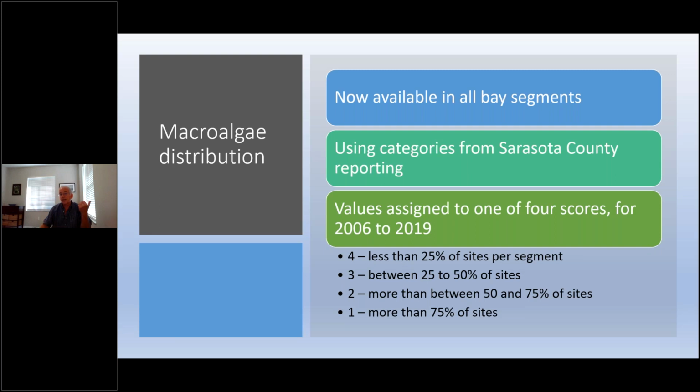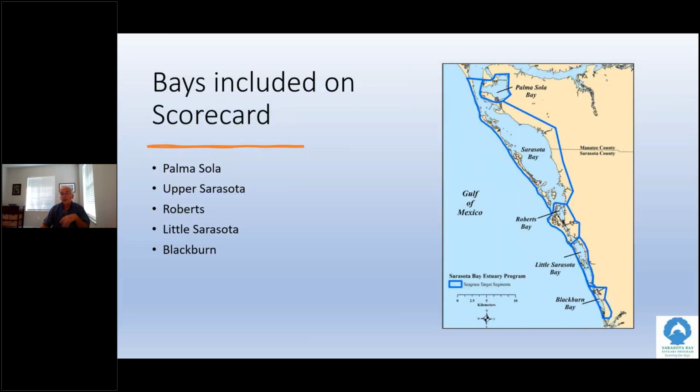So we include all this together. We don't weight anything more than the other. And we have 5 different bay segments. And we're giving you this information so you can understand that there's no single Sarasota Bay story. There's actually about 4 different nutrient management paradigms and 2 different seagrass paradigms that we have to work through.